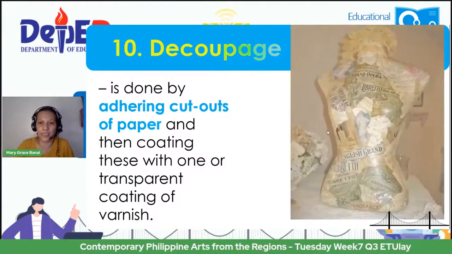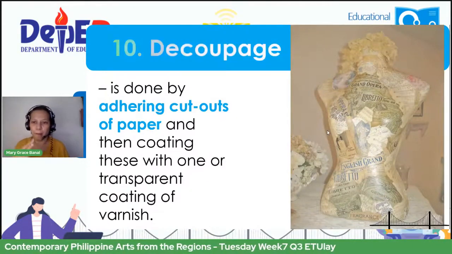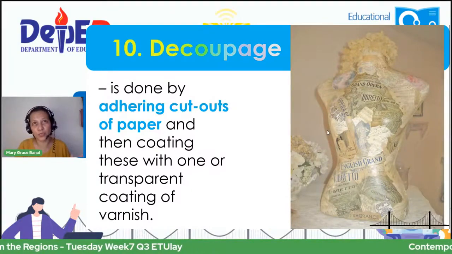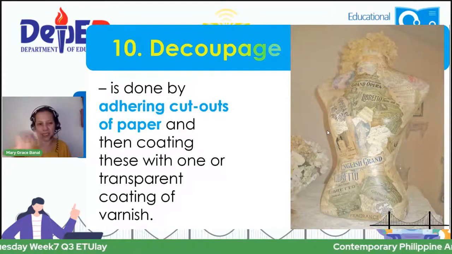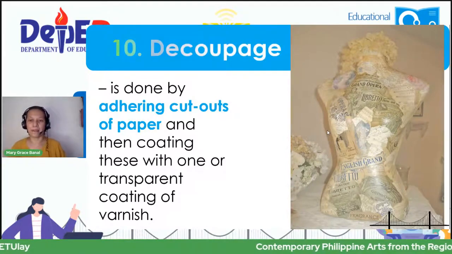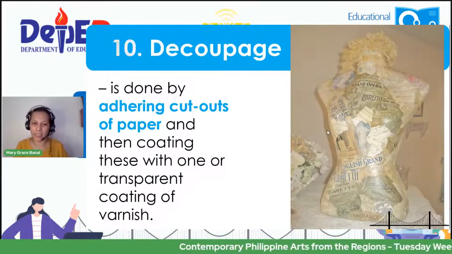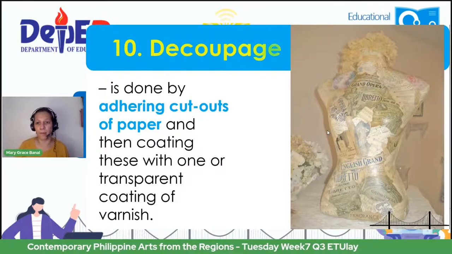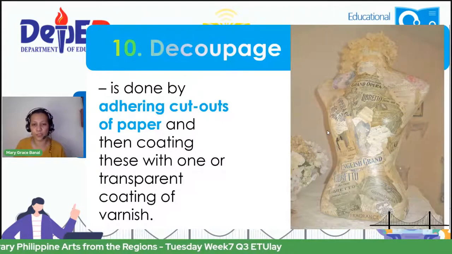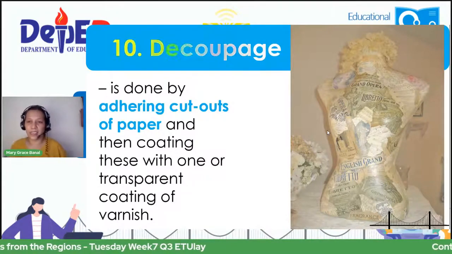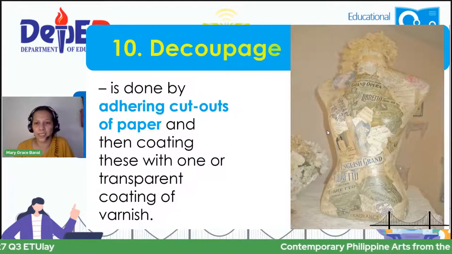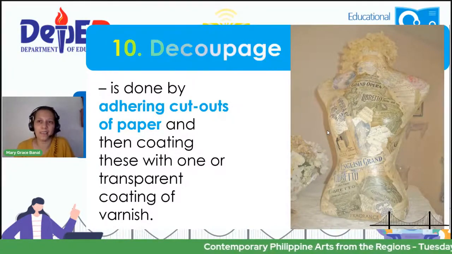For example, ayan. So, cut out ka ng papel, didikit mo siya sa kung saang surface mo pwedeng gustong maglagay ng decoupage, tapos lalagyan mo ng varnish, okay, para magdikit-dikit siya at hindi masira yung visual impact ng mga kinut out mong mga papel. So, this is an example, what you have here in the right side of the screen, no? A decoupage ng isang mannequin, okay?